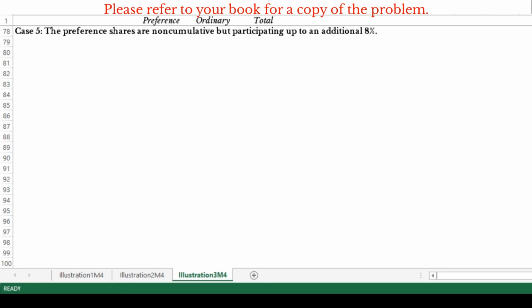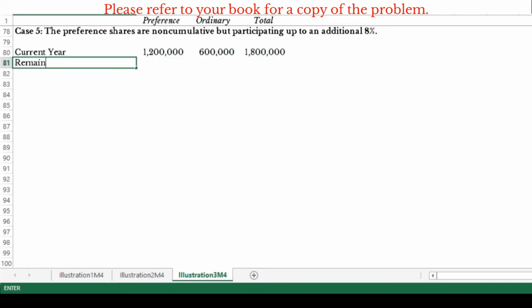Alright, so let's continue. Case 5, the preference shares are non-cumulative but participating up to an additional 8%. So this time, partial participation. So since non-cumulative, we will start with the current year's dividend. Okay, take note na regardless kung full participation or partial participation, yung practice natin na bibigyan muna natin sila ng tag 12% would remain the same, okay? So in this case, bibigyan po ulit natin si preference ng 1.2 and si ordinary ng 600 for a total of 1.8. Dito tayo magkakatalo sa ating remainder.